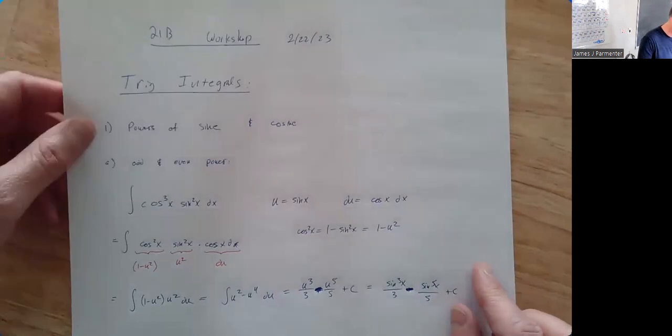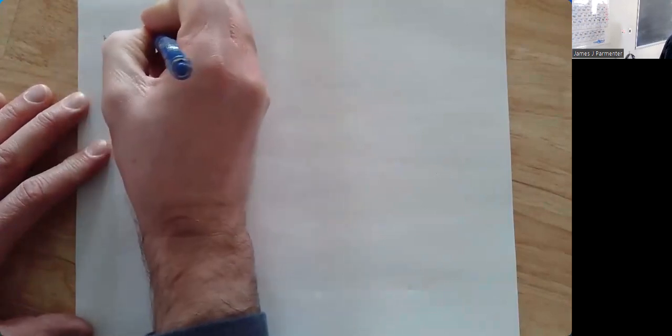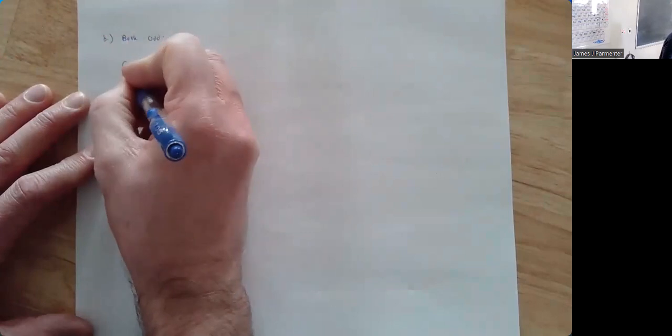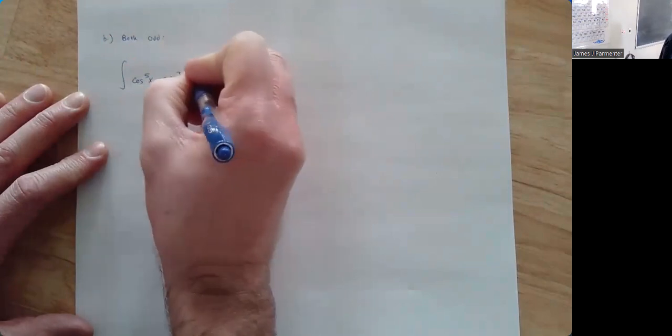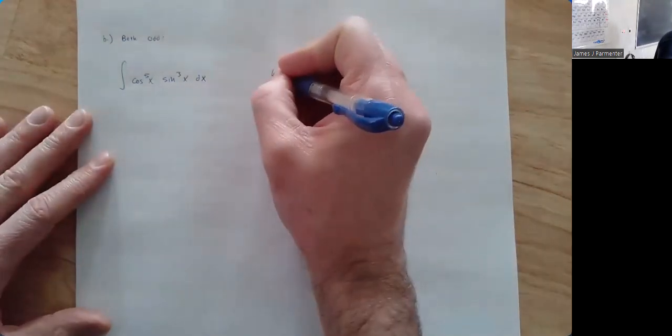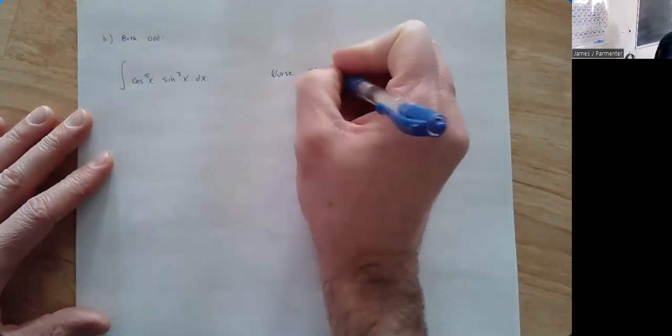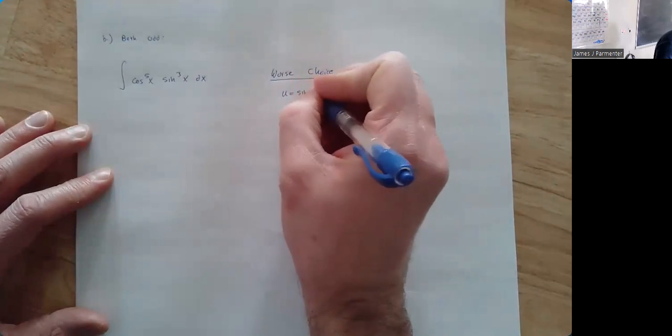So let's look at a couple of other examples here. Let's say they are both odd. Let's say we have the integral of cosine to the fifth x sine cubed x dx. Here, any choice will do, but there is a better choice. So there's almost always a better choice, even if you can make any choice. Let me show you what I mean. Here's the worst choice, which we're not going to do, but I'm just going to show you why it's worse. The worst choice would be to let u equal sine of x here.